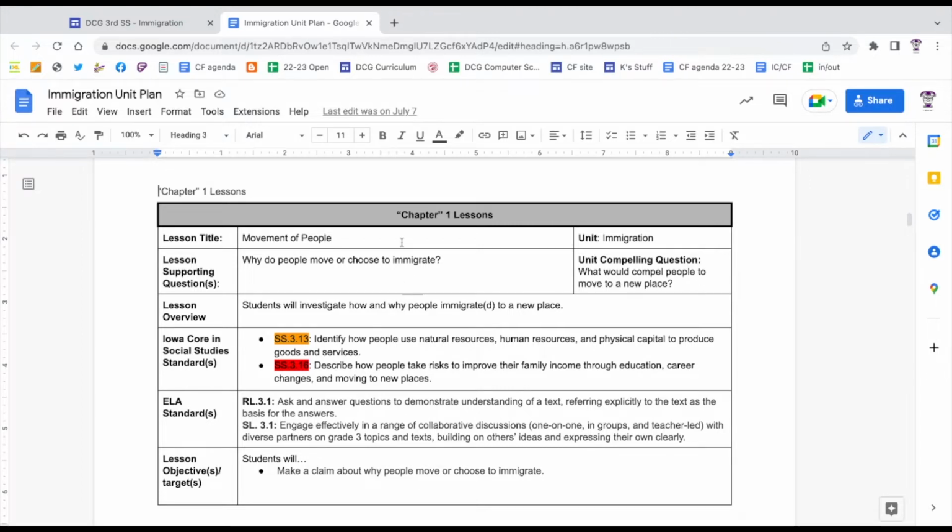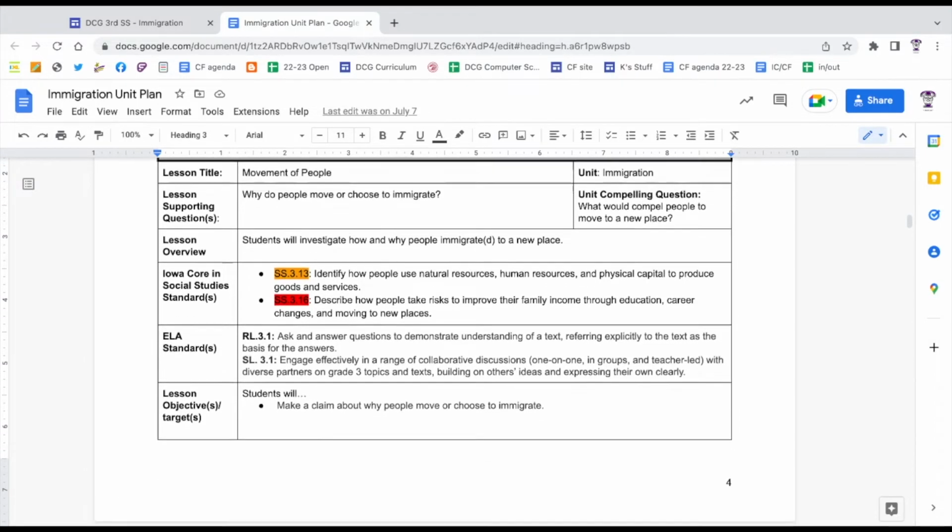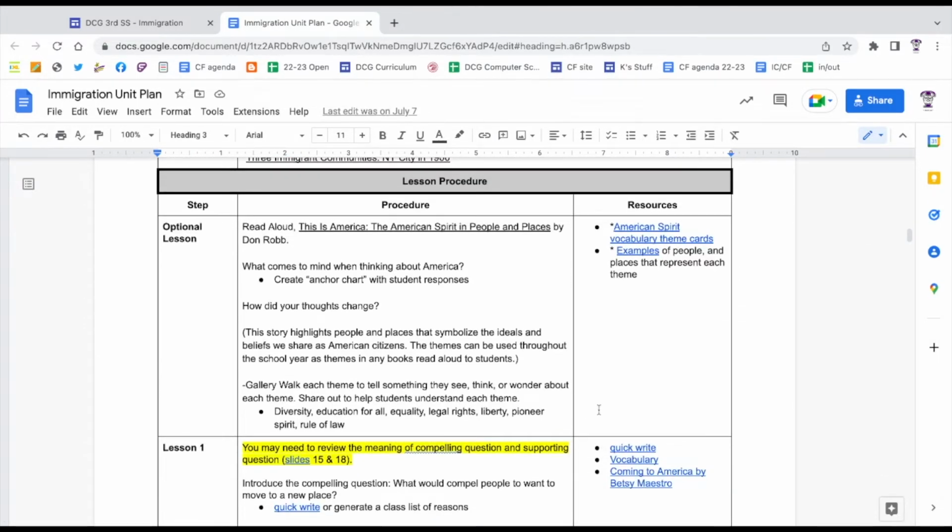We get the lesson title, we have the supporting and compelling questions, a brief summary of what will happen in this chapter, lessons, any standards that align there, and the lesson objectives or targets. So as you can see, this starts with an optional lesson with the read aloud book, This is America, The American Spirit in People and Places. And there are some prompting questions to have students think about.